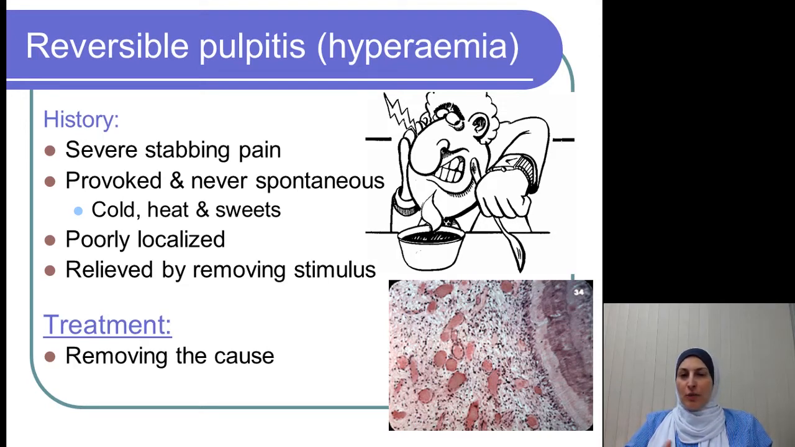And of course, the treatment here, all you need to do is to remove the cause of pain, which is usually carious tooth, recurrent caries, maybe sensitive tooth related to loss of tooth structure or abfraction or exposure of the root surface. So you need to deal with the cause, and there is obviously no need to do any root canal treatment because the pulp is vital. And once you remove the cause, once you treat the problem, things will go back to normal and the tooth would heal. And the pulp would heal and go back to normal.